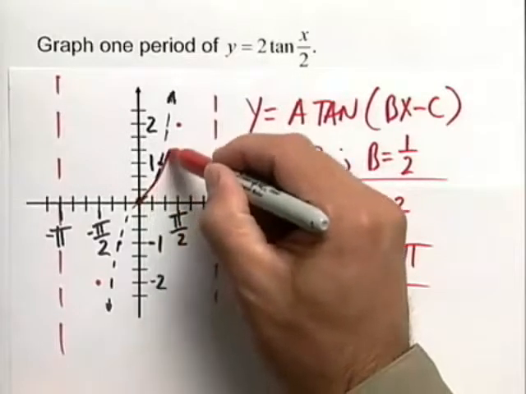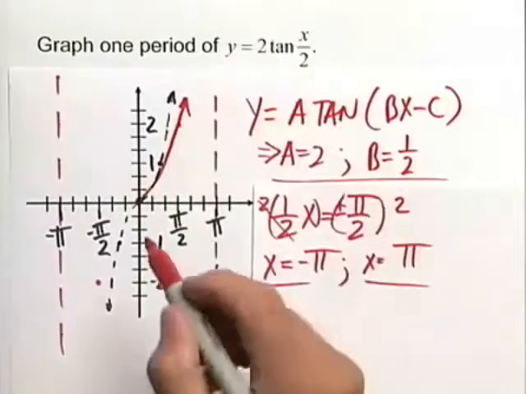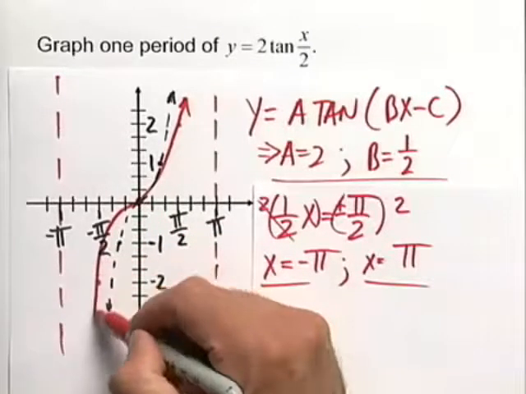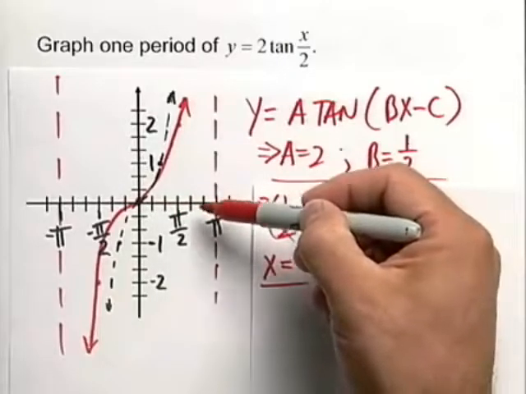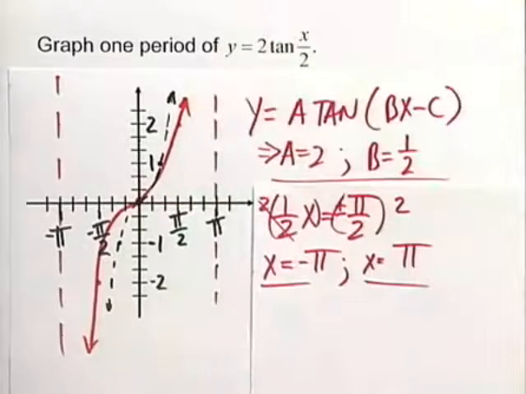So let me draw this in for you here. There's the right hand side of our graph, and here is the left hand side. And again, as we get closer and closer to pi, our graph will asymptotically approach the equation x equals pi, and similarly on the left it's going to approach the vertical line x equals a negative pi without touching. And from this we have our graph of 2 times the tangent of x over 2.